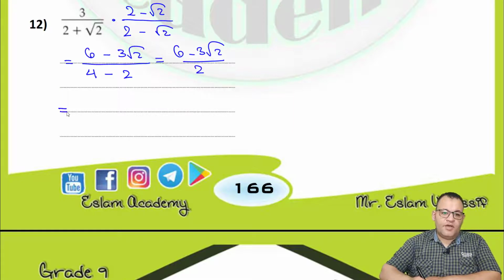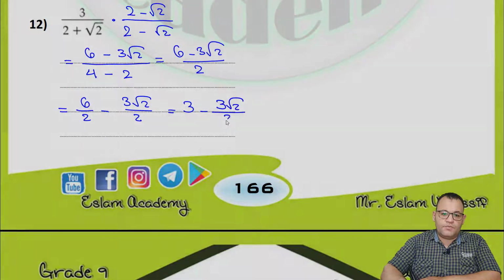Now you can simplify. So it will be 6 over 2 minus 3 root 2 over 2. 6 over 2 equals 3. So you can simplify it one more time. So it will be 3 minus 3 root 2 over 2.